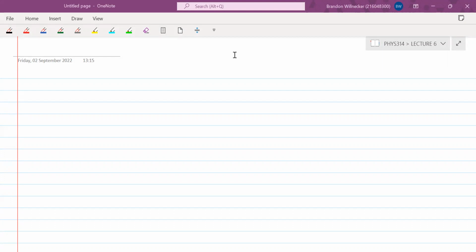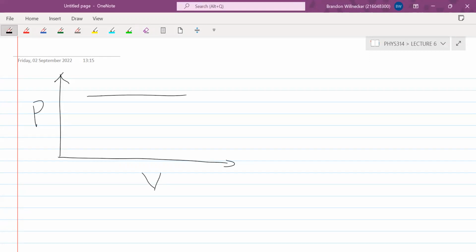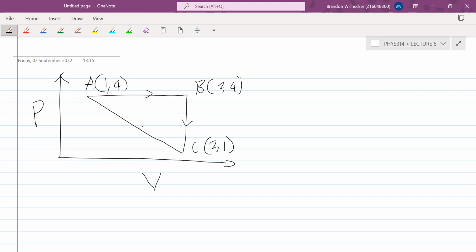Okay, so the first one is a thermodynamic cycle. We need to treat it as either an engine or a fridge, and then calculate certain things based on that. Our PV diagram looked like the following. We have P and V, and then we had the points A given by 1, 4, B given by 2, 4, C given by 2, 1. It was going around like this. So that's our thermodynamic cycle.